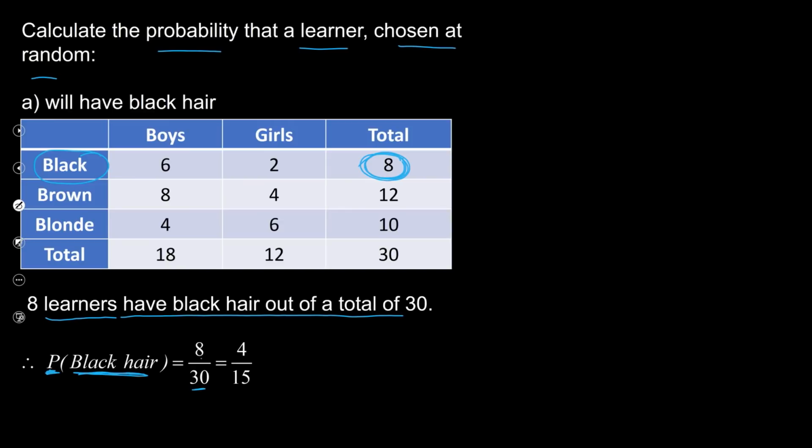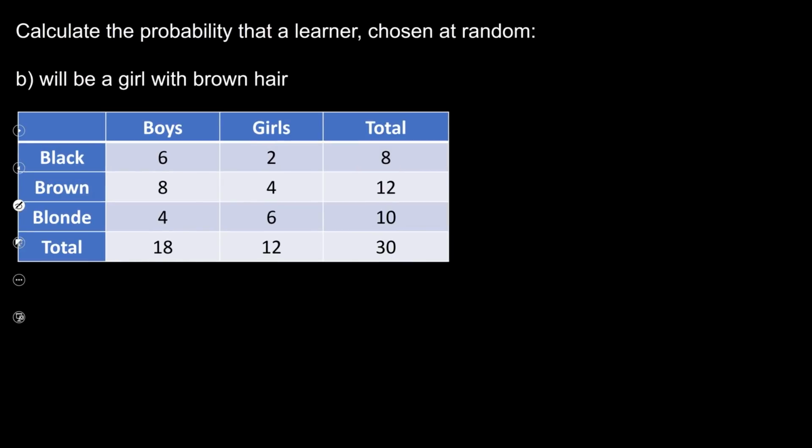Good. Let's look at our next question. Our next question was: calculate the probability that a learner chosen at random also will be a girl, will be a girl with brown hair. So will be a girl, okay, but with brown hair.